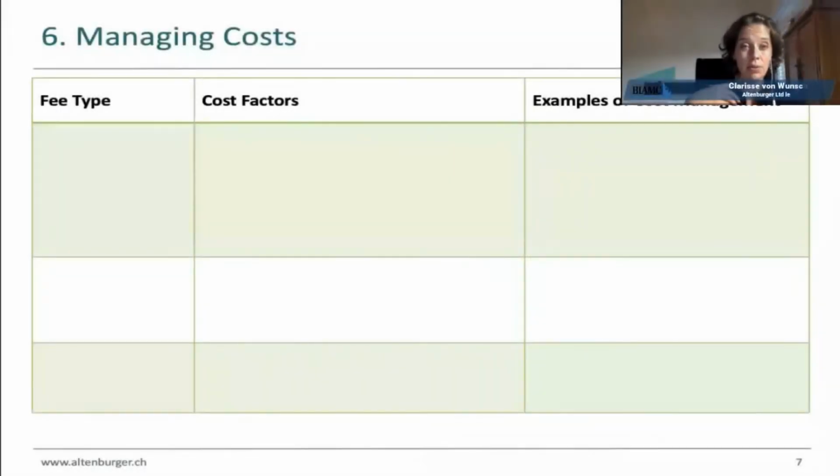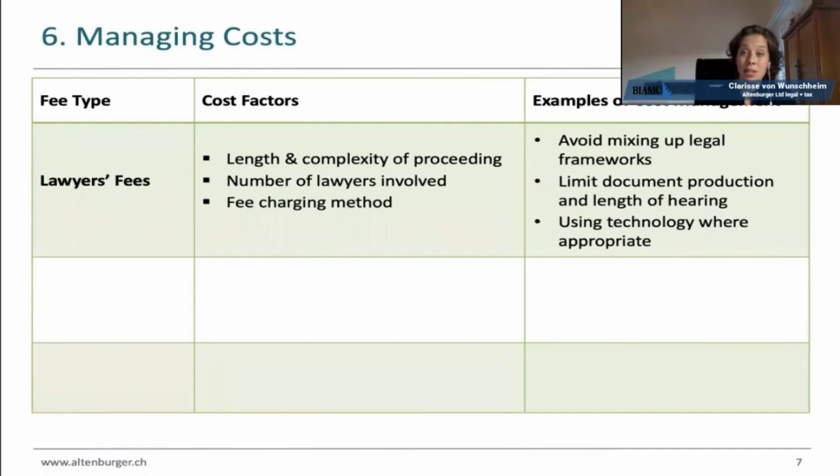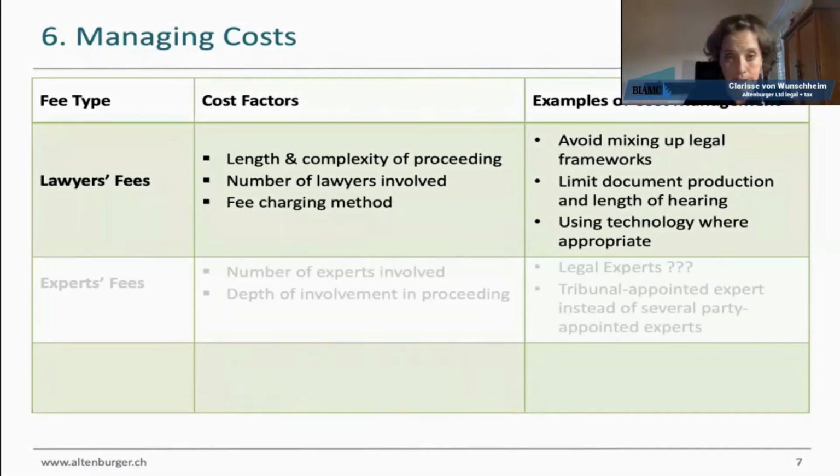And here I'd like to give you just some practical advice of how you can manage costs. So we've just seen it. The major cost item are the lawyer's fees. And because lawyers still today are working mainly on an hourly fee basis, if you want to limit costs of lawyers, you have first to limit or control the length and the complexity of the proceedings.